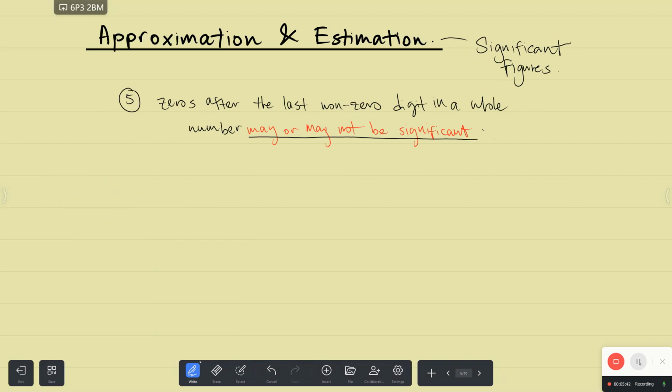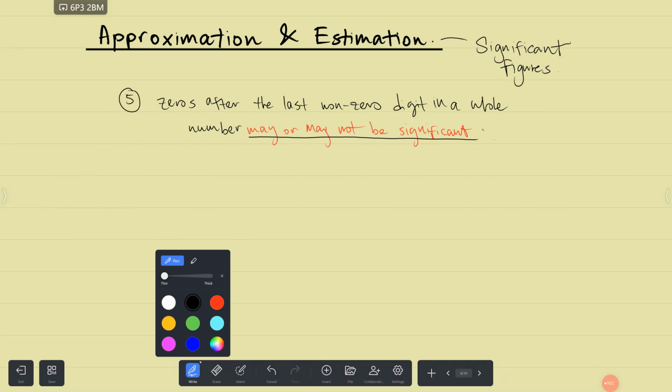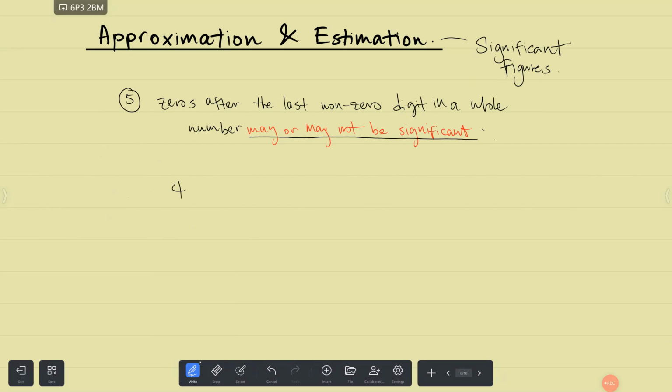Next, last rule. The last will be a bit trickier because it's non-determinate. It only tells you that the zeros after the last non-zero digit in a whole number, very important, in a whole number, may or may not be significant. Why is that so? Right, let's give a few examples first. 45,000. Okay? 4,500. 4,500 can have 2 SF, can have 3 SF, or can even have 4 SF.